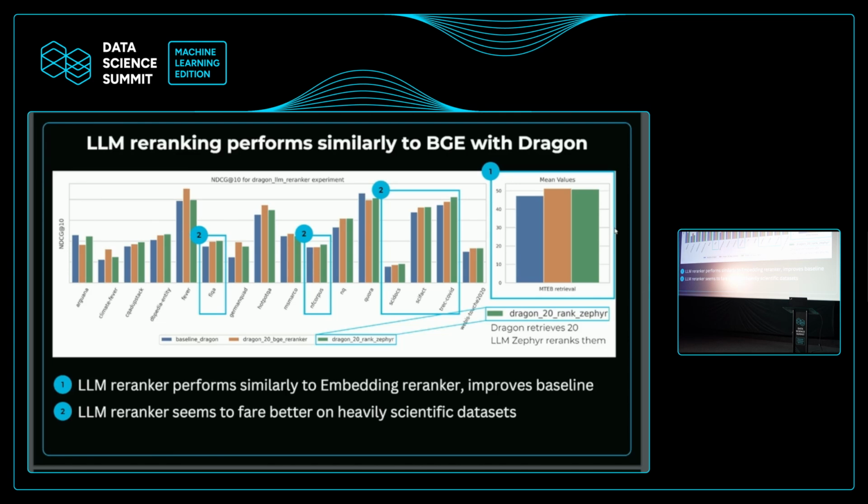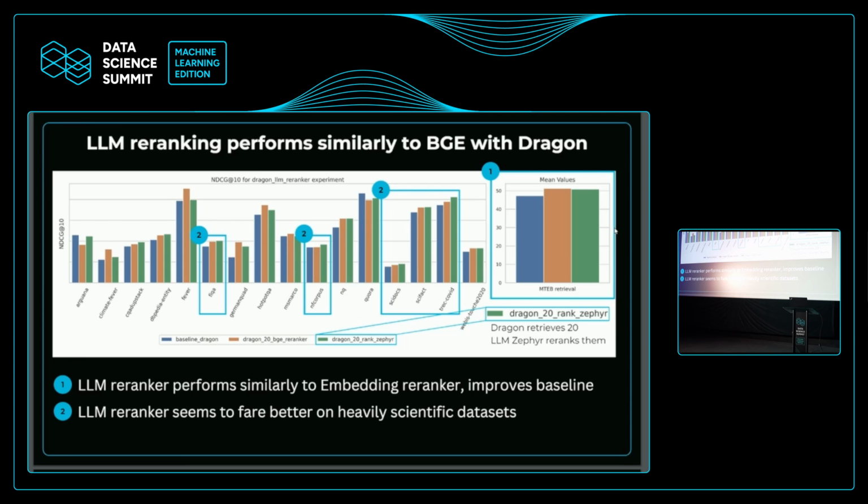Yes, and now let's see whether this LLM re-ranker, rank Zephyr, performs better than this BGE re-ranker. So, for example, when we look on this slide, we compare the baseline Dragon and those two re-rankers we mentioned previously. And what we can see on the average scores is that the rank Zephyr re-ranker does not improve over the BGE re-ranker that much, or actually they are very similar in score.